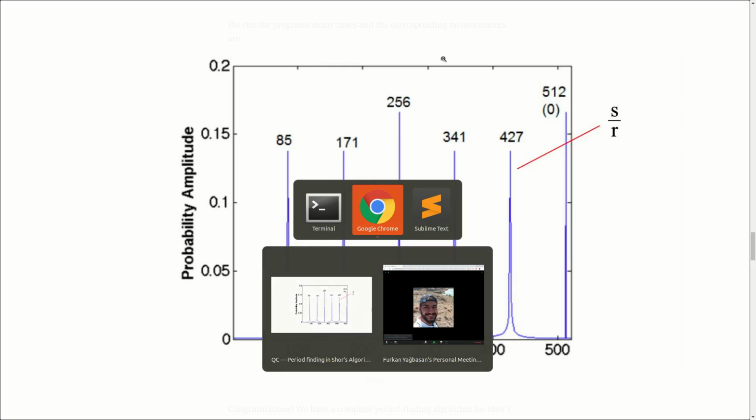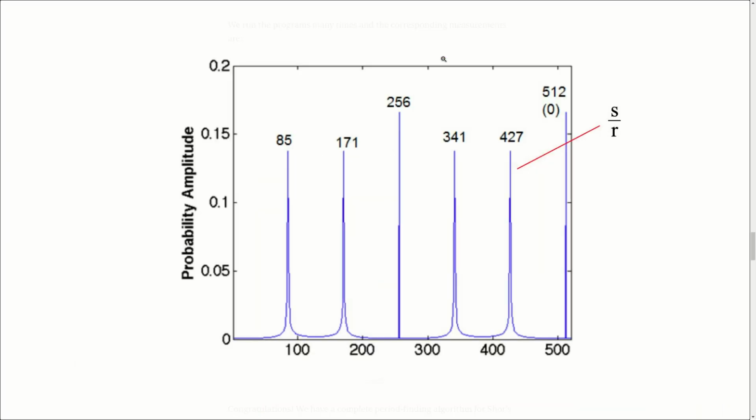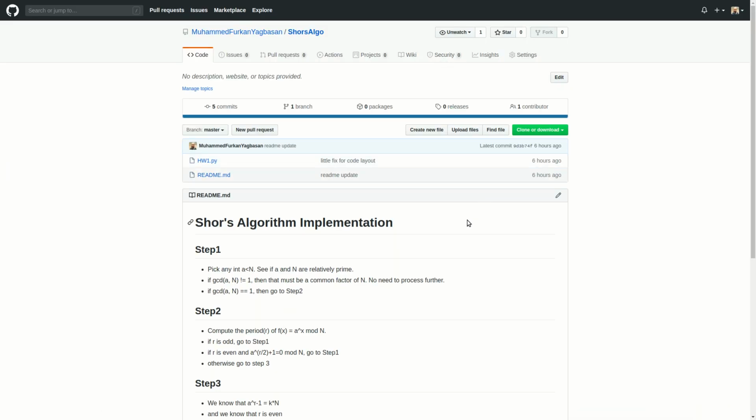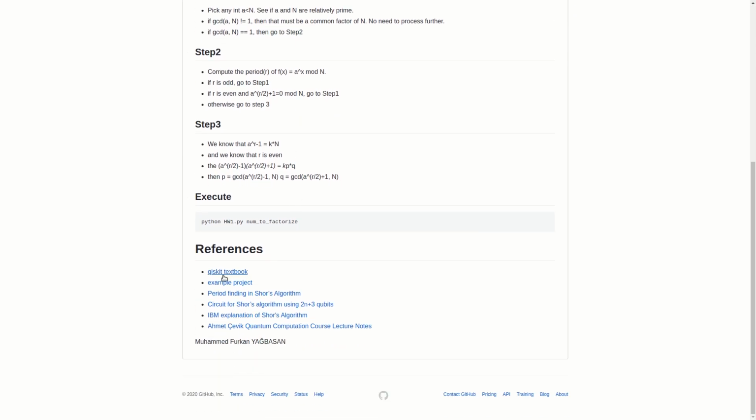I tried to explain the algorithm. I think this is all I want to say, and you can see the references here. You can access them and look at them.